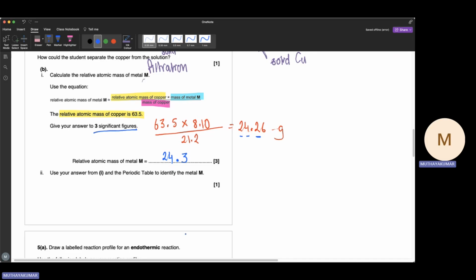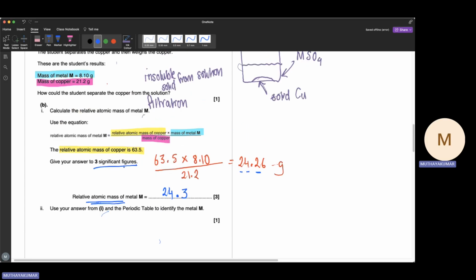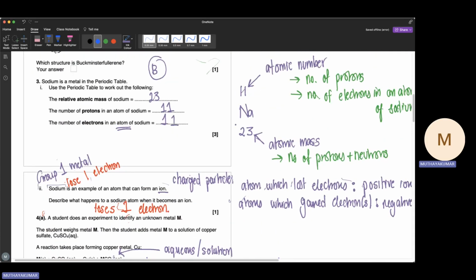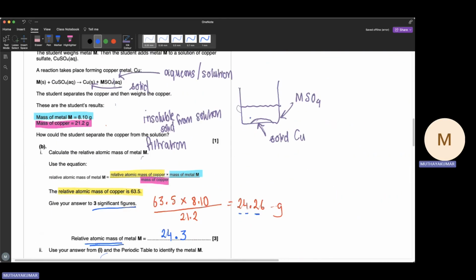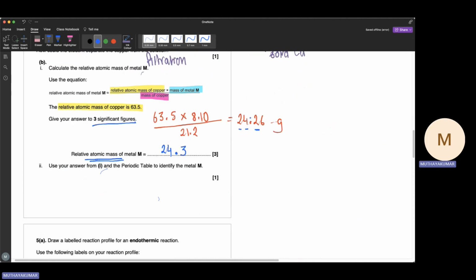So if we have a look at the periodic table and we are looking up an element with the atomic mass of 24.3, or the closest one to 24.3. So if you remember earlier, we discussed that the larger number on our periodic table always refers to the atomic mass. So we are looking for an element where the larger number is as close as possible to 24.3, and that is magnesium.